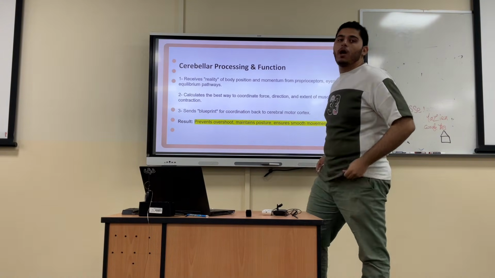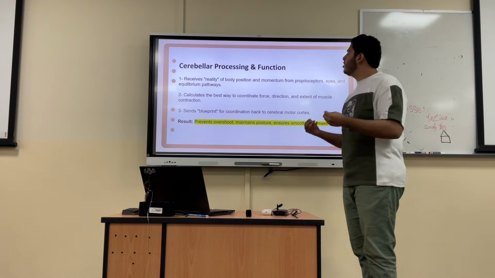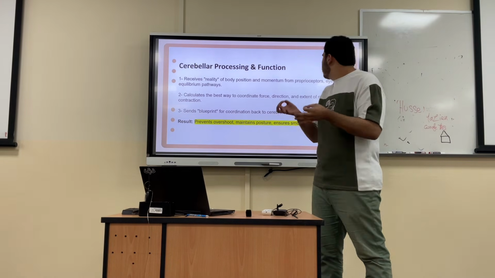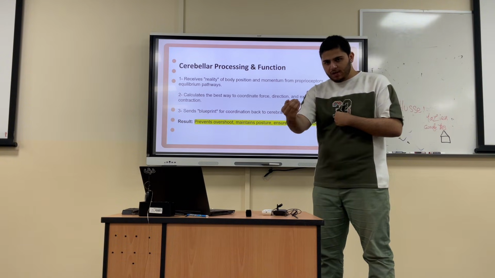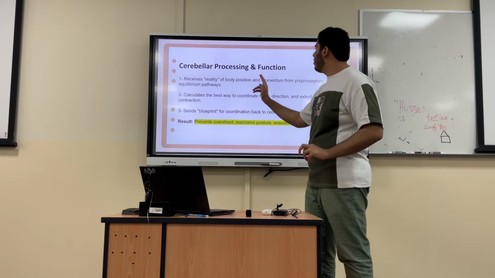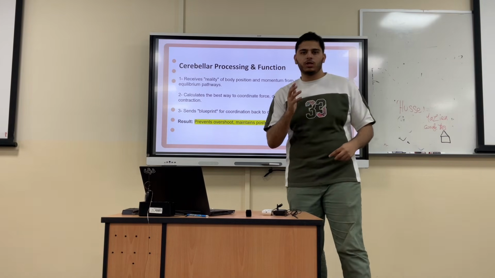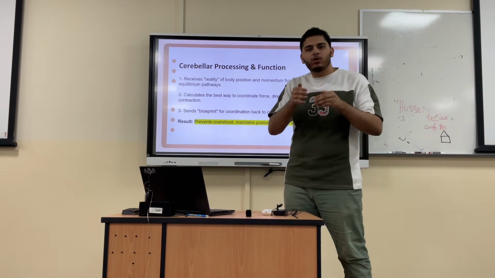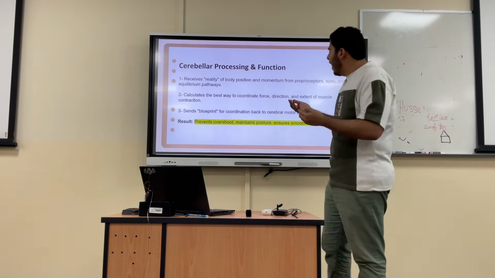And here is how the cerebellum works. First of all, it receives information about body position and momentum from the proprioceptors, eyes, and the equilibrium pathways. So it receives the signals, then it interprets and calculates the best way to coordinate force, direction, and extent of muscle contraction. So it analyzes what to do for an action.